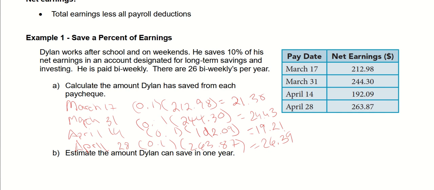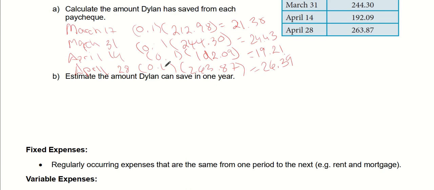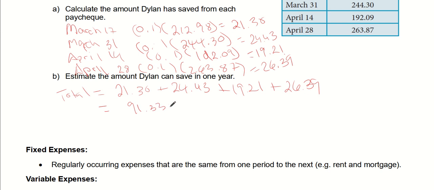Estimate the amount Dylan can save in 1 year. Okay, so let's first calculate the total biweekly pay. These are biweekly, so let's add them all up. So let's get the total, which equals 21.30 plus 24.43 plus 19.21 plus 26.39. And that should be about $91.33, and that is per biweekly.